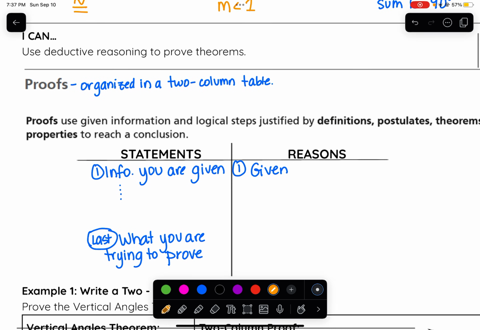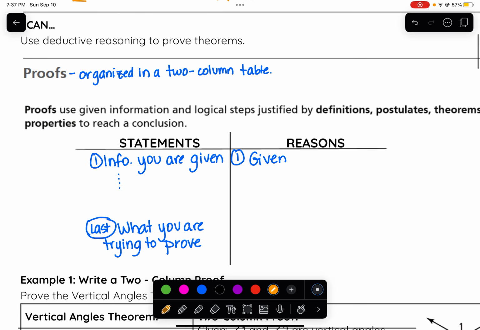By the end of this lesson, you will be able to use deductive reasoning to prove theorems. So we will be structuring a proof today. We will be organizing our proofs in a 2-column table, and you can see the picture of it. The first column is going to be statements. These are the things that we know to be true.